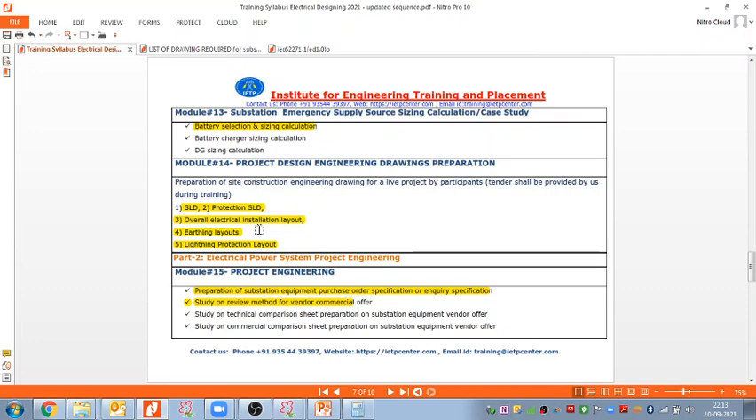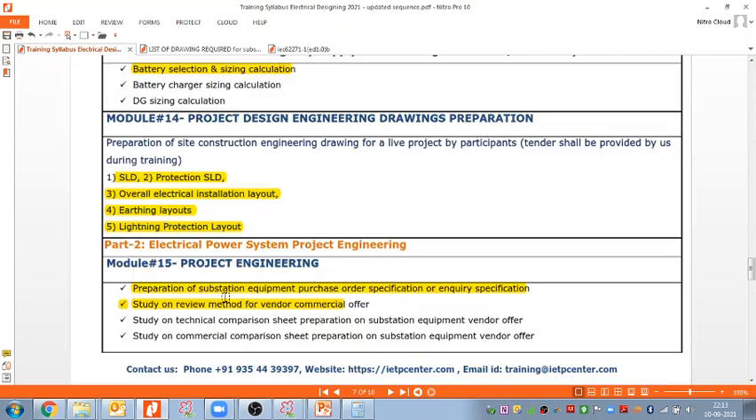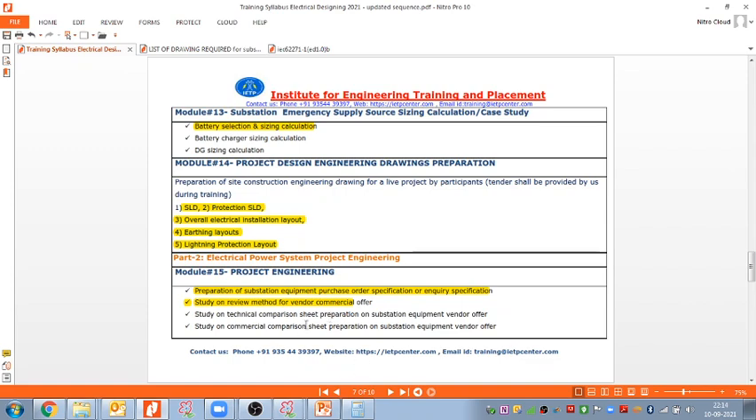Now we are coming into the project engineering part. Designing, project and tendering are the 3 main office jobs, and we are covering project engineering also. In project engineering: equipment purchase or inquiry, specification preparation, and how to review the vendor commercial offer. When we have more than 2 vendors, we have to make one technical comparison sheet between the different vendors. We will discuss how to prepare this technical and commercial comparison sheet, and we will share the format also.